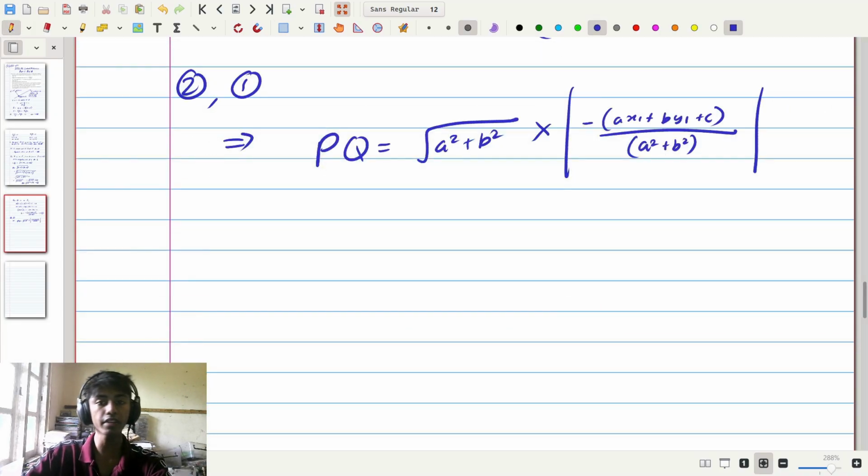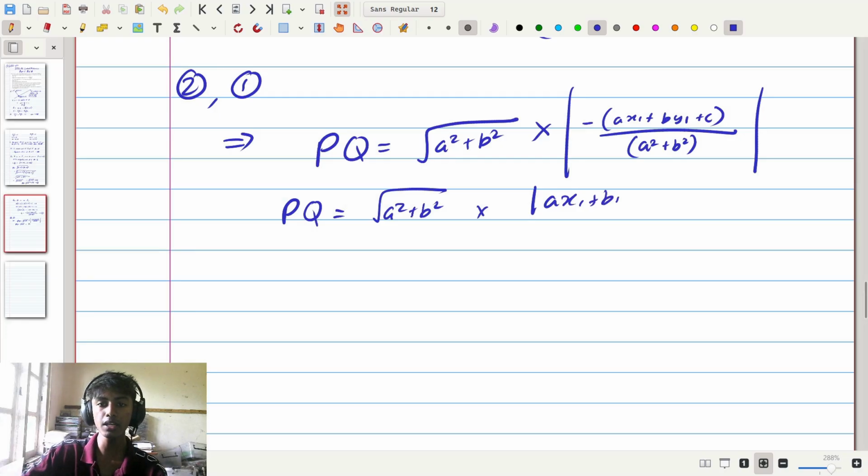Now simplifying this down, the minus sign can be cancelled since we're inside a modulus, and since A squared plus B squared is going to be positive since A and B are both real numbers, we can remove the modulus from the denominator. And therefore, we get the equation PQ equals square root of A squared plus B squared times modulus of the thing on the inside on top, which is AX1 plus BY1 plus C, divided by A squared plus B squared.